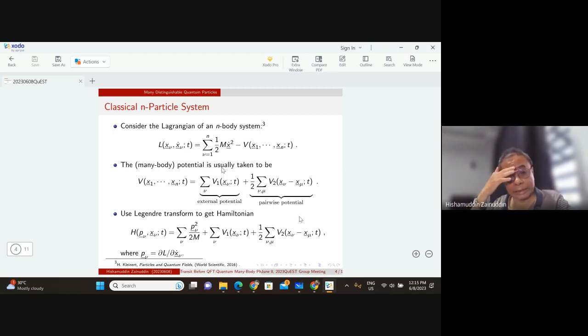So the next, well, Lagrangian is not quite the language that we use in quantum theory. We go to the Hamiltonian formulation, so one writes down the Hamiltonian. Again here one uses the usual Legendre transform to get the Hamiltonian, and we'll be able to write this in terms of the momenta, the individual particle momenta, and then you have the respective potentials that we introduced earlier. So that is the classical case.